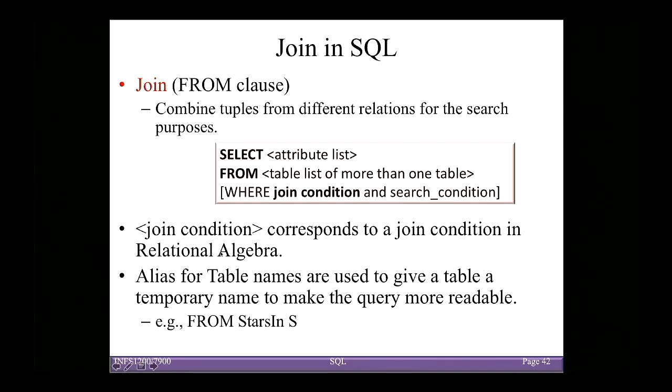If you have multiple tables inside your from, you can also use an alias, which makes it easier to write things. So you can say from stars in, and you say that's S. You give it an alias, so from now on, if you want to refer to stars in inside your query, you just say S.